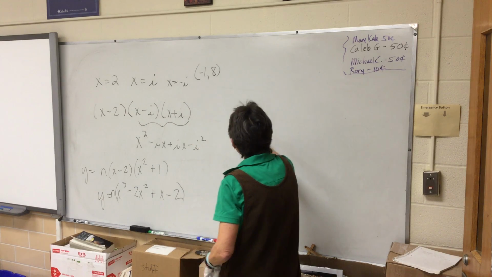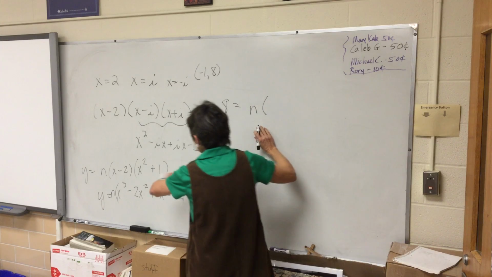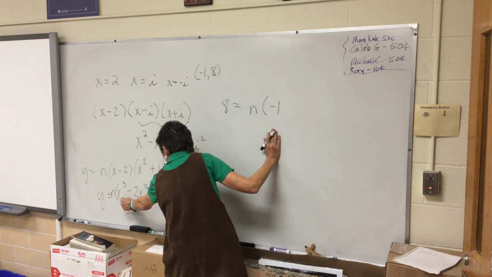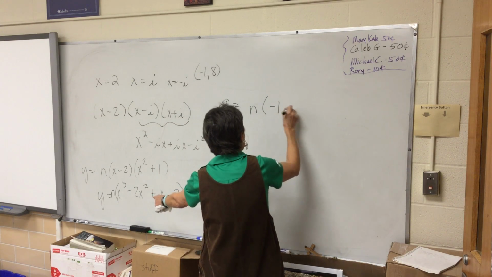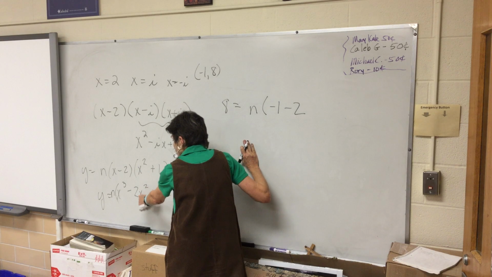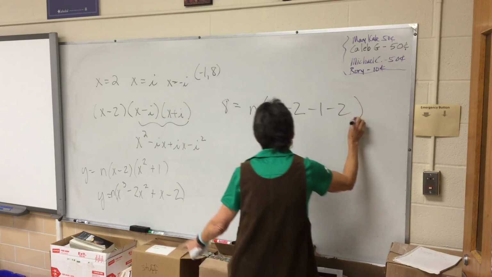All right, so here we go. -8 equals n times, all right, I'm putting in -1. So that's going to be -1. That's going to be -2. Be careful with your arithmetic. When you square the negative, it goes away. So that's -2. -1, -2.